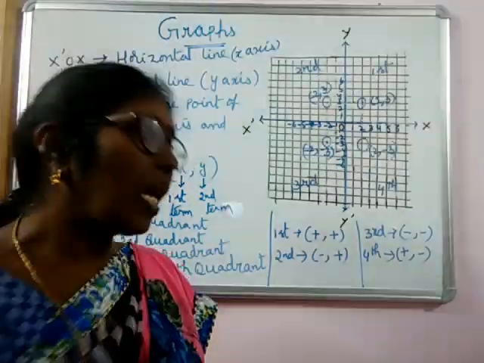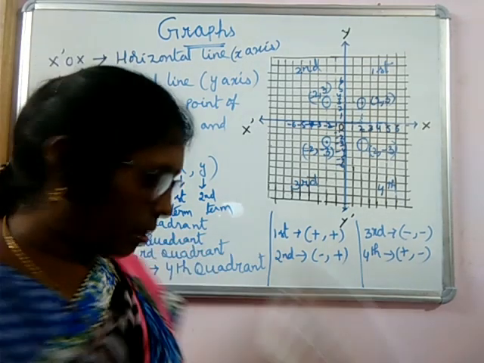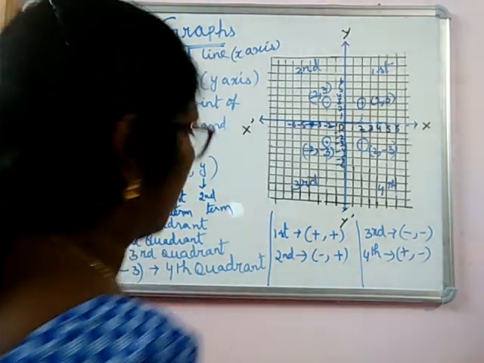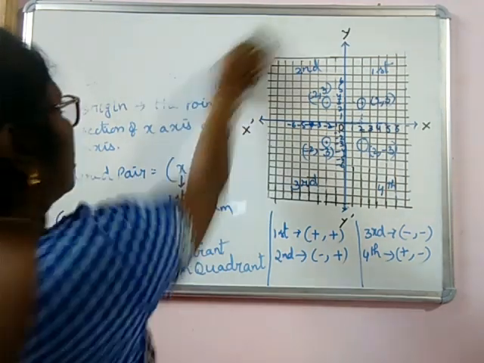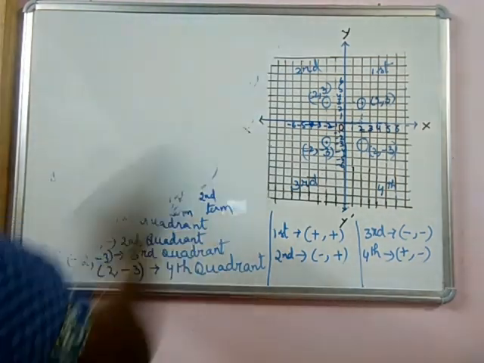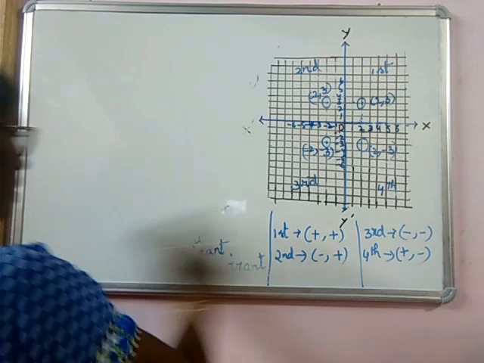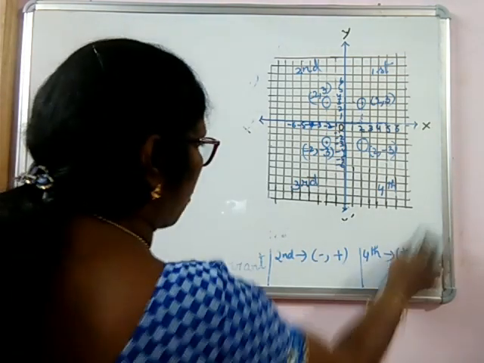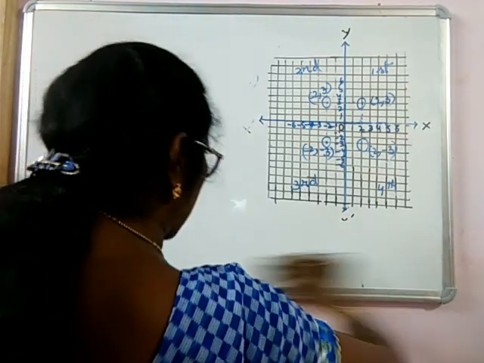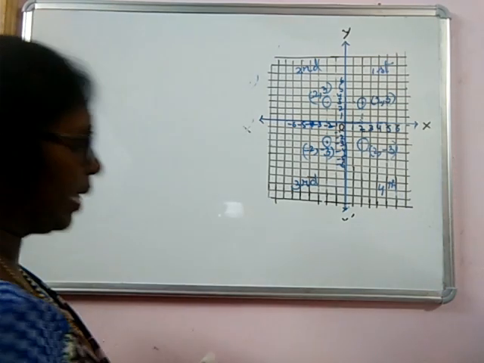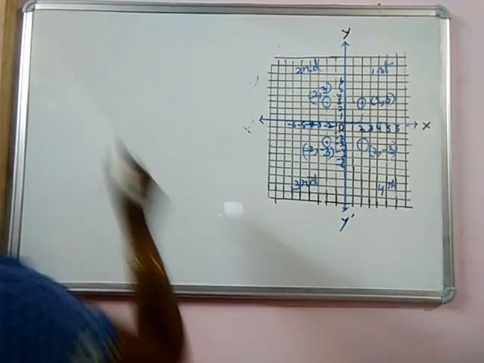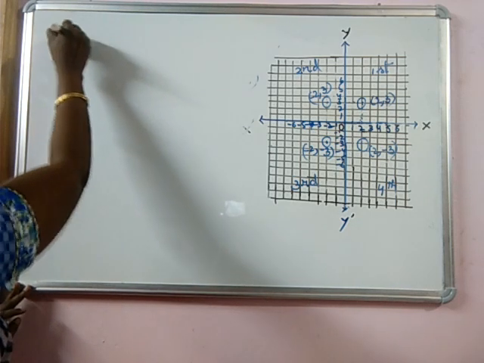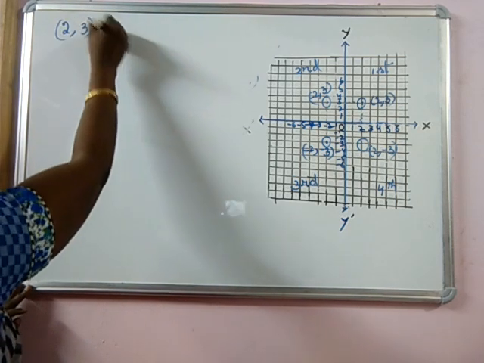Let me explain some more things. The X coordinate of a point is known as abscissa, and the Y coordinate of a point is known as ordinate. Suppose the point is (2, 3).